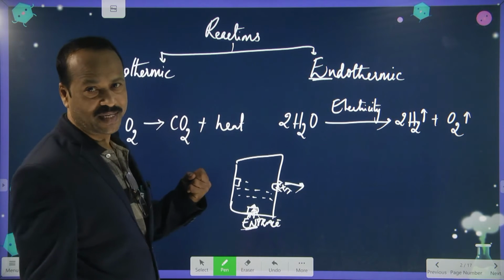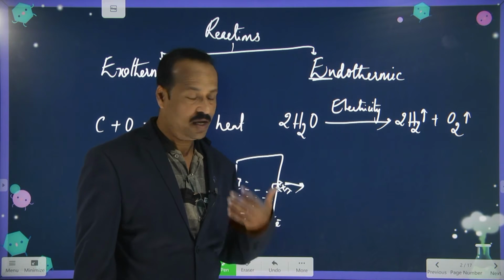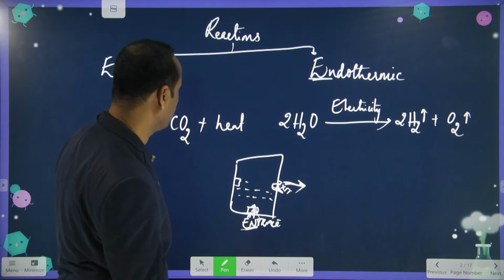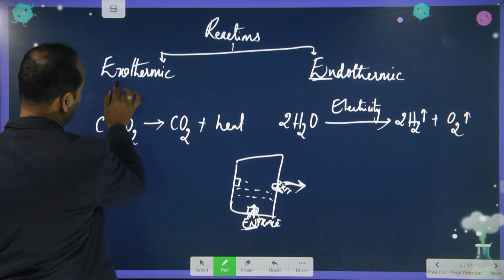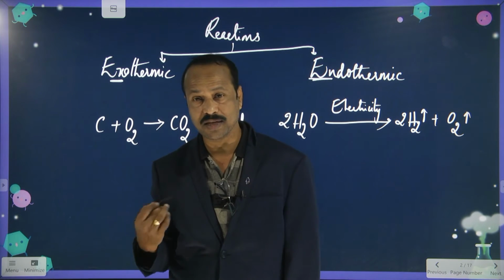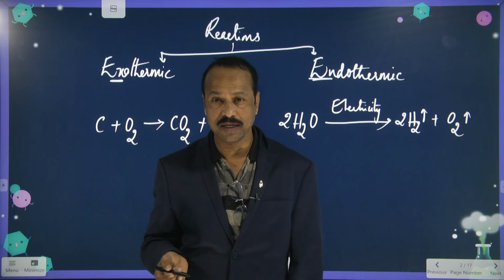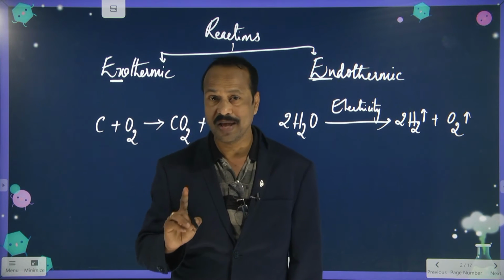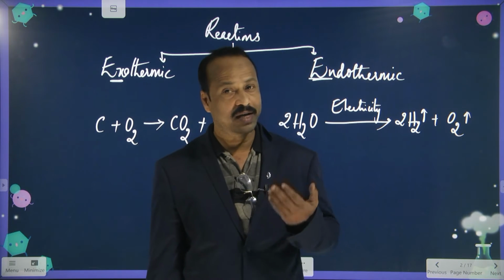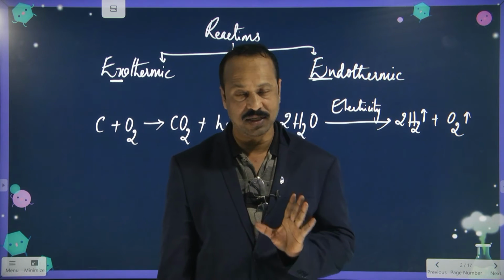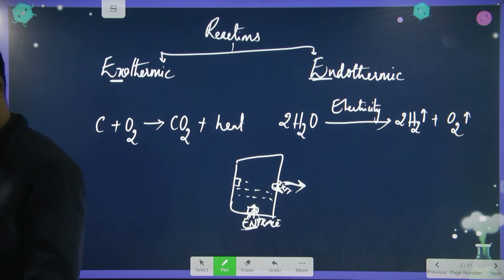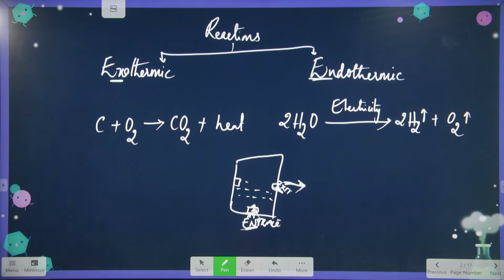Energy is going inside, energy is absorbed. And exit means coming outside, starting with E-X. So exothermic means heat is coming out, energy is liberated. Such reactions are called exothermic. And endothermic means the reaction in which heat is absorbed or taken inside. Is this clear to you? Right. So you can take a screenshot or write this one. Finished?